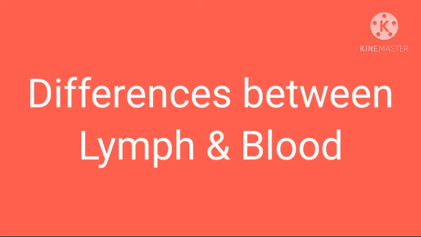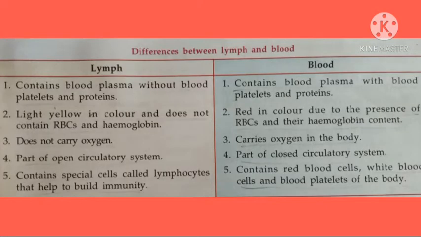So students, the next topic is the differences between lymph and blood. Lymph contains blood plasma without blood platelets and proteins. But blood contains plasma, blood platelets and proteins also. Lymph has a yellow color. It does not contain red blood cells and hemoglobin. Blood is red in color because of the presence of red blood cells and their hemoglobin content.